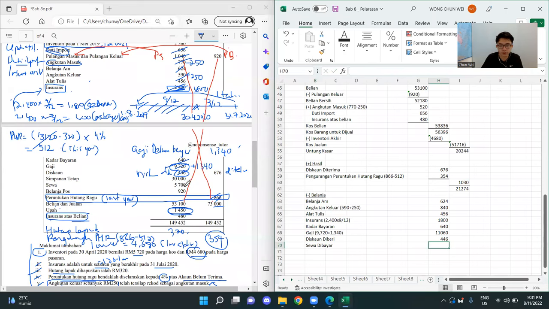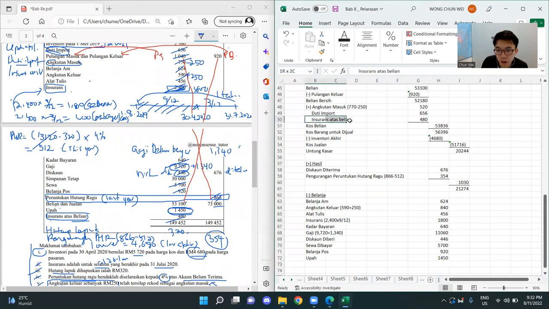Sewa 5,700. Belanja pos 920. Keuntungan hutang ragu is credit. Berlian already recorded. Opa, don't forget. 1450. Then insurance atas berlian tadi sudah record.